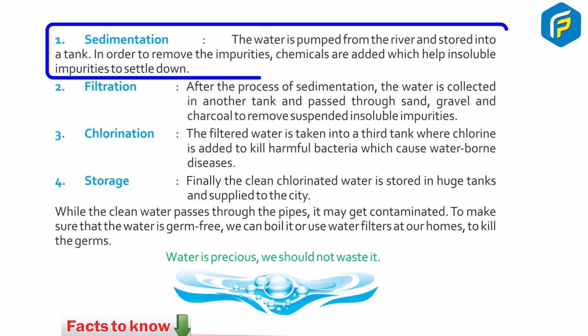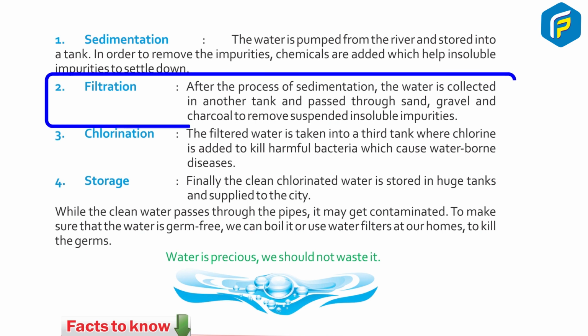1. Sedimentation. The water is pumped from the river and stored in a tank. In order to remove the impurities, chemicals are added which help insoluble impurities to settle down. 2. Filtration. After the process of sedimentation, the water is collected in another tank and passed through sand, gravel, and charcoal to remove suspended insoluble impurities.